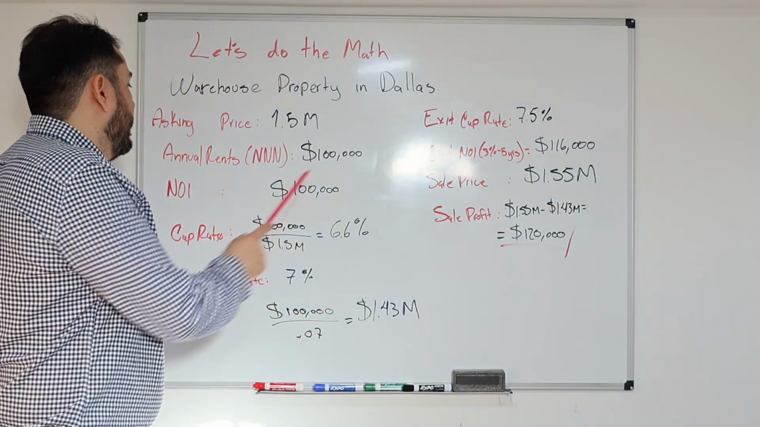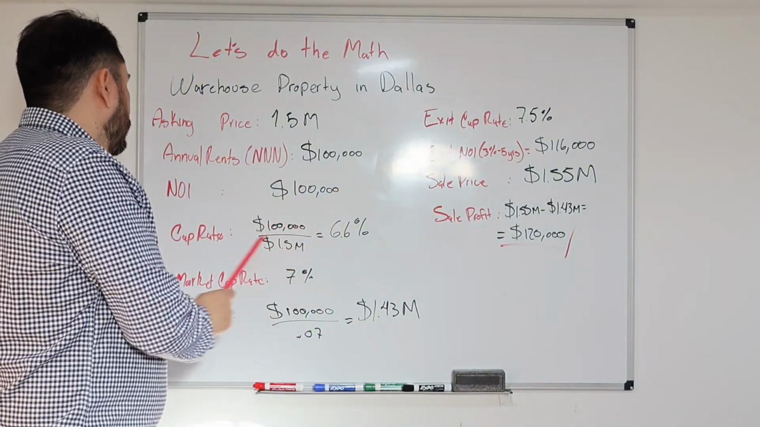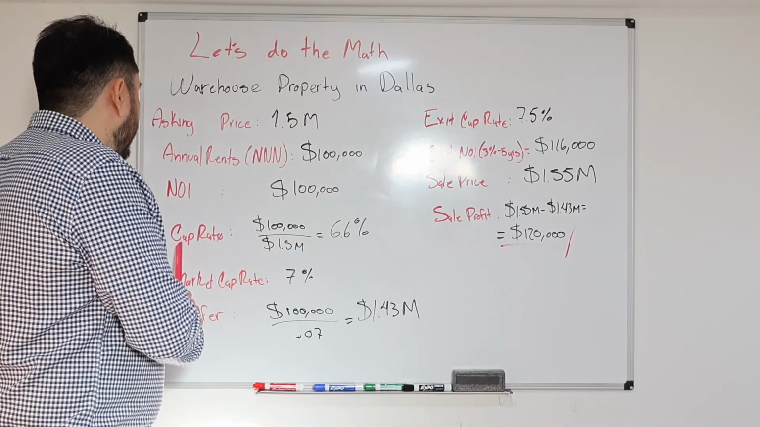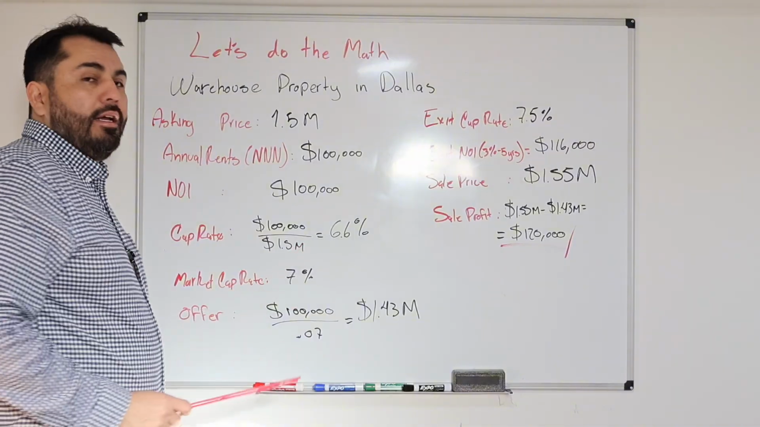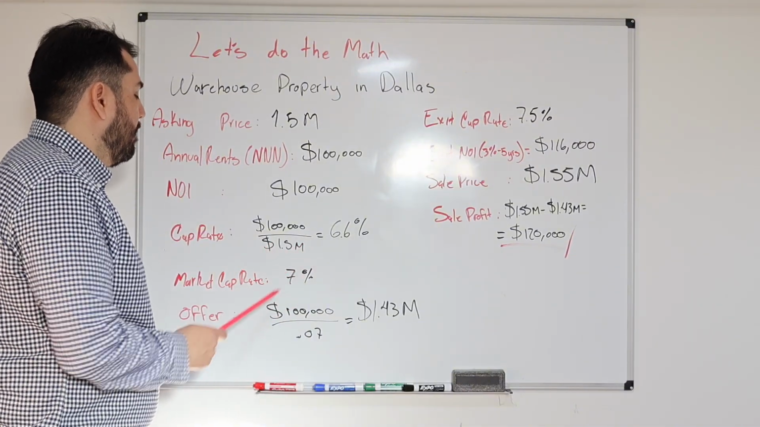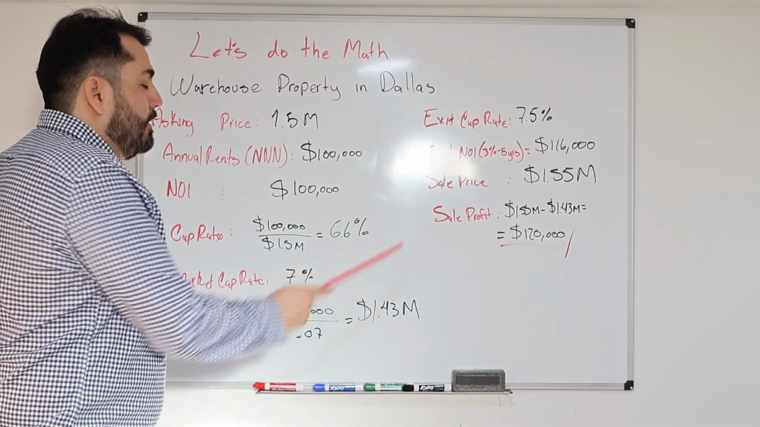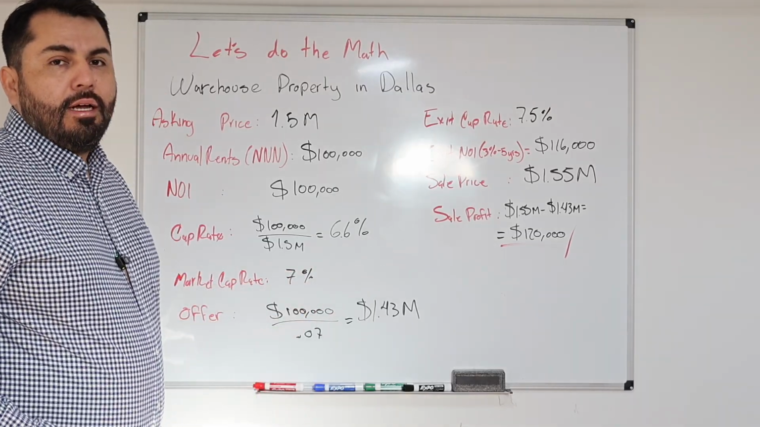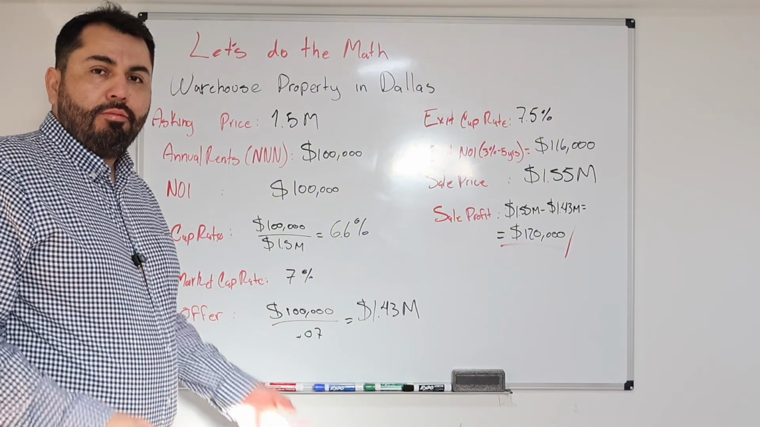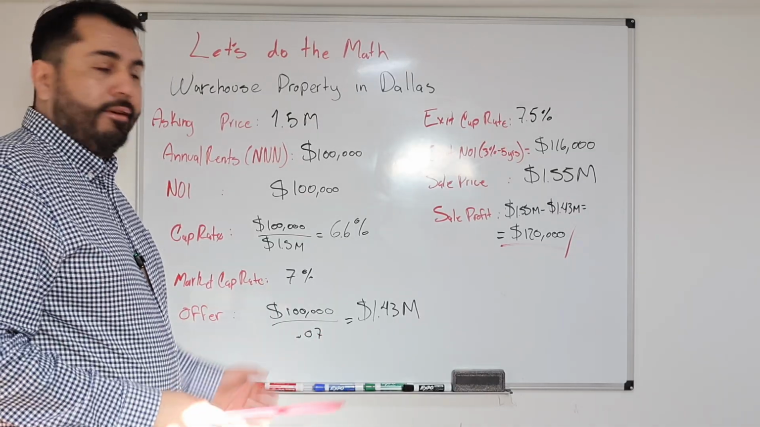Okay, so the annual rent is the NOI. So we have 100K NOI, and to get the cap rate we have $100,000 divided by the asking price, which is 1.5 million, and we have a 6.6% cap rate.